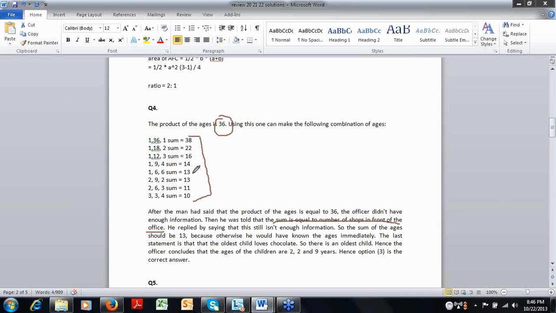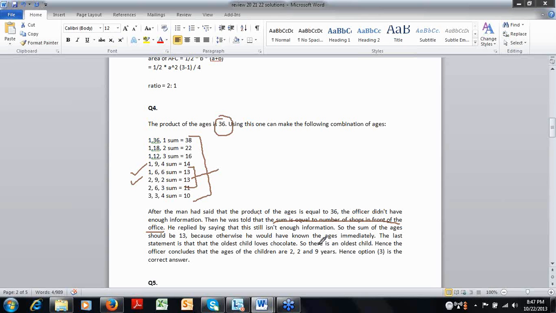So in each of the cases other than 13, because there are two cases in which 13 is the sum of the numbers, he can easily calculate the ages. If he knows the sum of the ages, and he knows the product of the ages, he can calculate the ages. So in this case only, he is not able to calculate the exact ages of his son, because there are two cases which are actually satisfying the condition. So he will have to consider these two cases.